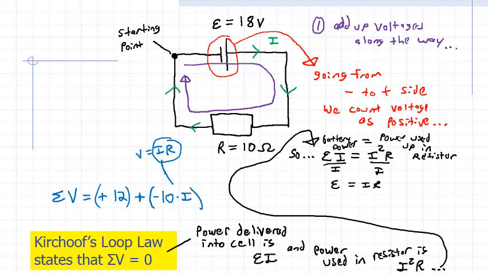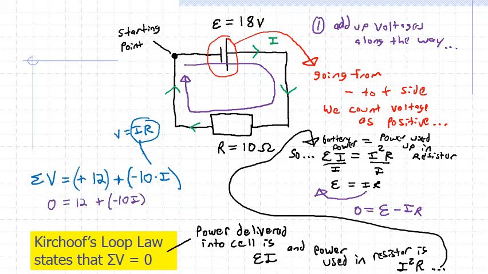Power delivered equals power used up in the resistor. We can cancel I from both sides. And in this case here, we can figure out how much is used up there. For our case here, the sum of the voltages is 0. We can bring the negative 10 I to the other side. So there's going to be 1.2 amps of current passing through.